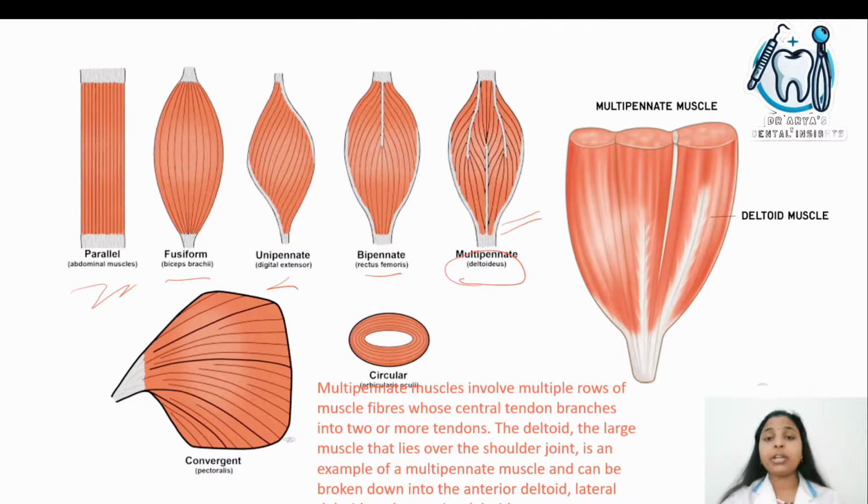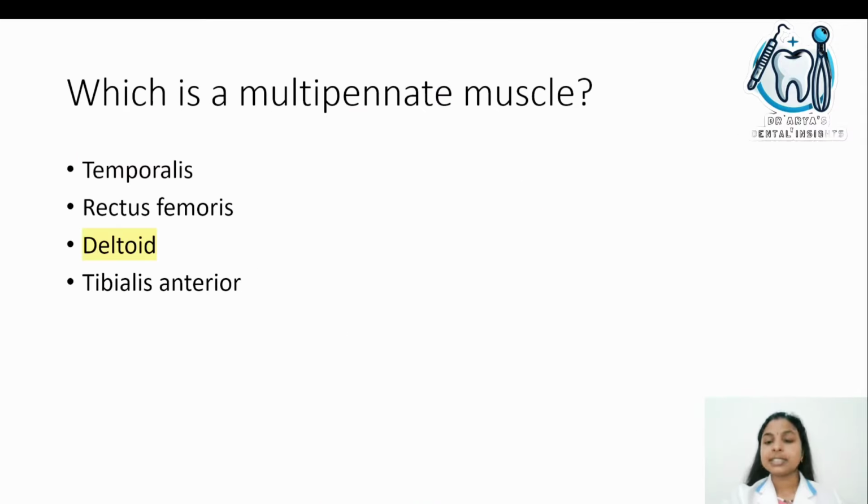So this is the deltoid muscle. It is a multipennate muscle. It involves multiple rows of muscle fibers whose central tendon branches into two or more tendons. The deltoid is the largest muscle, and it lies over the shoulder joint. It is an example of a multipennate muscle, and it can be broken down into anterior deltoid, lateral deltoid, and posterior deltoid. So which is a multipennate muscle? It is the deltoid muscle. And what about the other options?